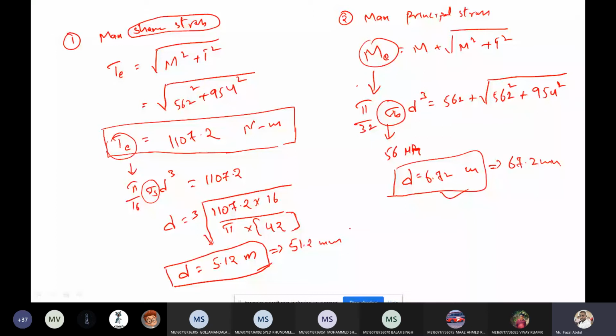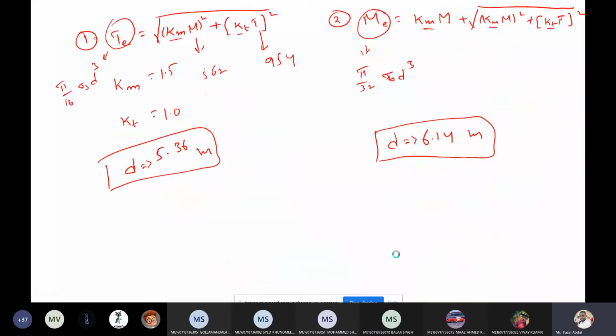What happens if we design like that? The failure we are going to prevent. So between these two diameters, 5.1 and 6.72, we need to take the maximum value, 6.72 meters. This value we need to select for the safe design when the shaft is not subjected to any fluctuating loads.